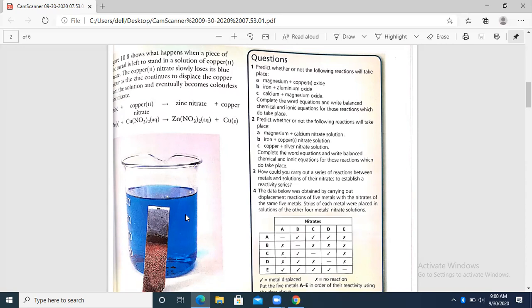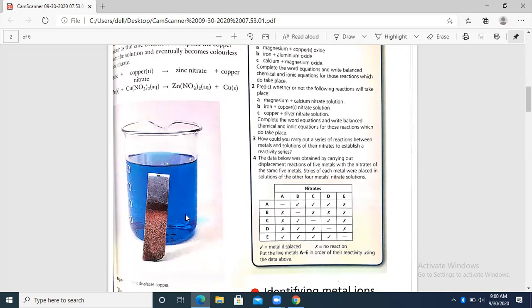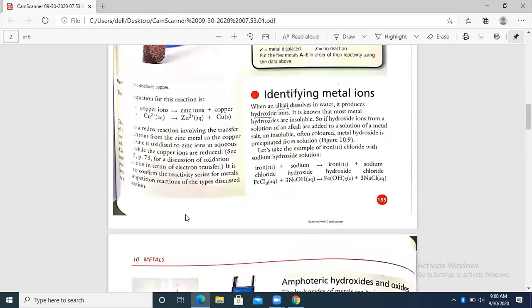The more reactive metal will displace others. Okay. This is also a redox reaction, involving the transfer of two electrons from the zinc metal to the copper ions. The zinc is oxidized to zinc ions in aqueous solution. It is possible to confirm the reactivity series for metals using displacement reactions of the type discussed in this section.